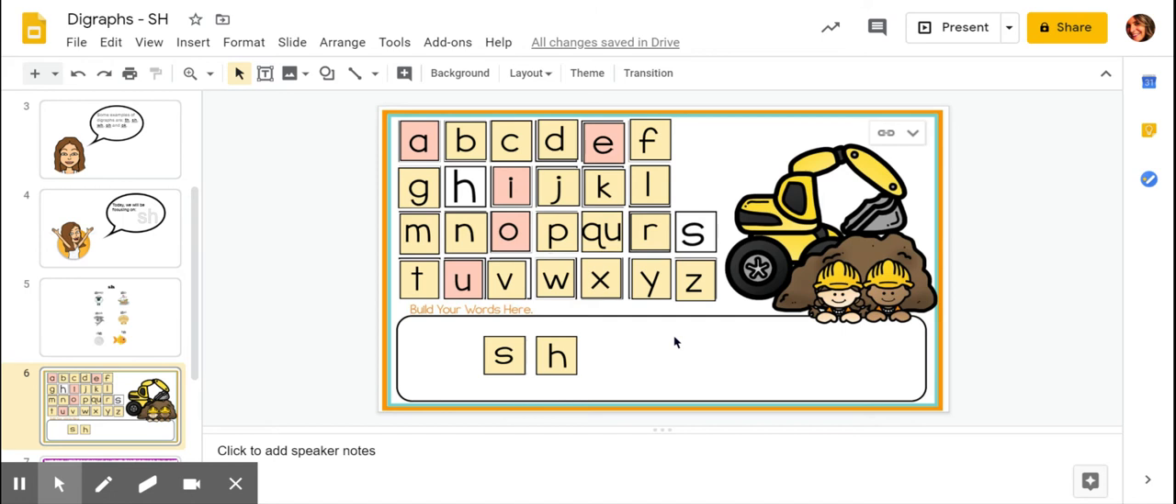Perfect. This is one of Miss G's favorite things to do. Shop. Shop. Let's stretch those sounds out really slow. Sh, ah, ah, ah. What vowel makes the sound ah? Right. O, octopus, ah. Sha. And what's the next sound we hear? Sha. P. Perfect. The consonant P makes the sound p.